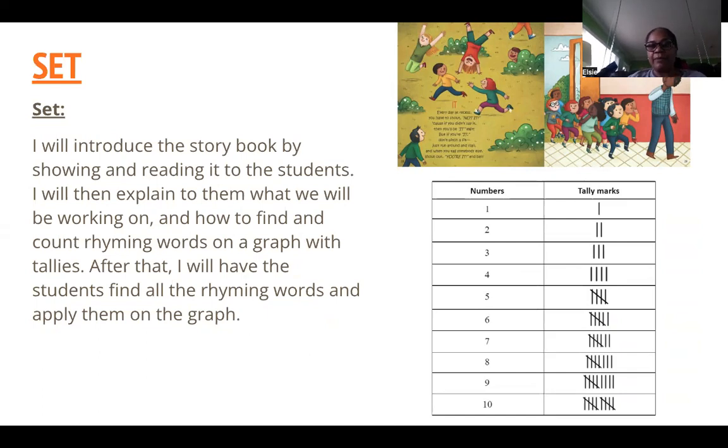So it's pretty simple. On one side of the graph is the number of rhyming words you're going to find in each page of the story. And once you find, let's say for example, two rhyming words on each line, you're going to put it under the tally marks. So that's a graph right here, and that's a page from the book Here I Come.